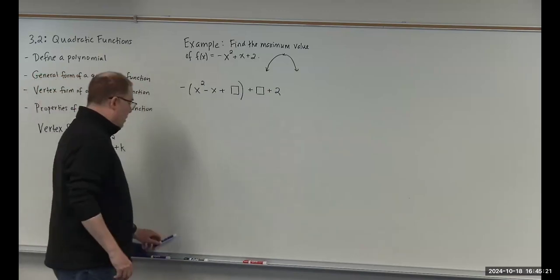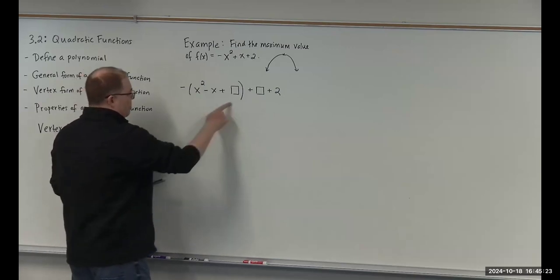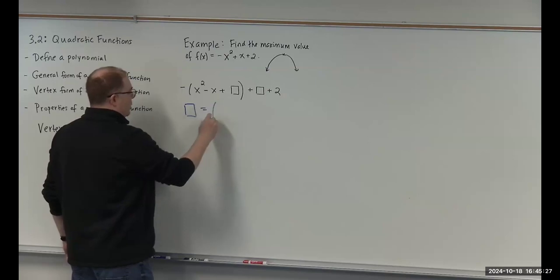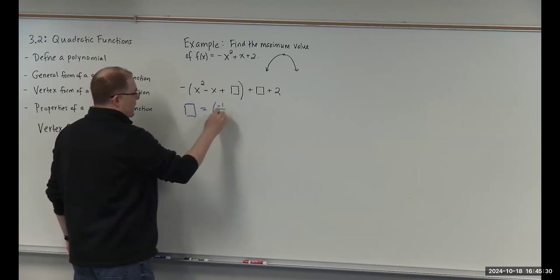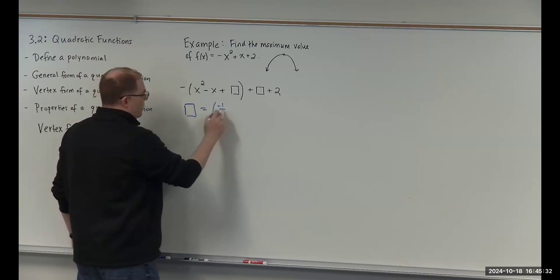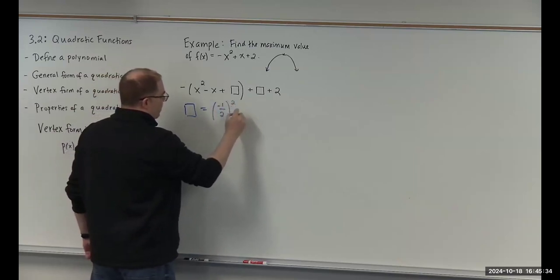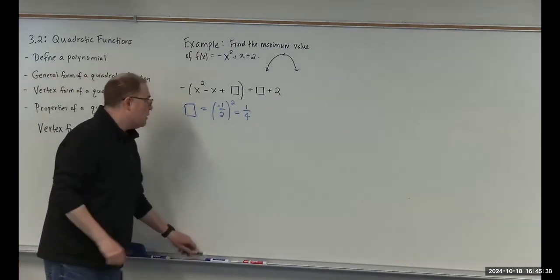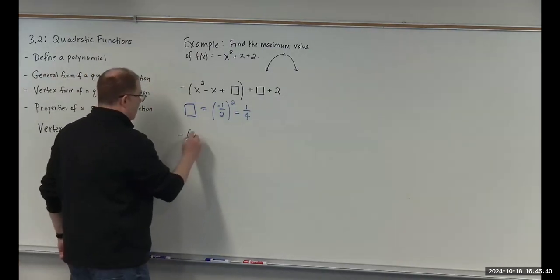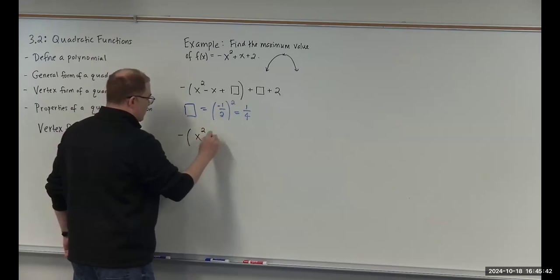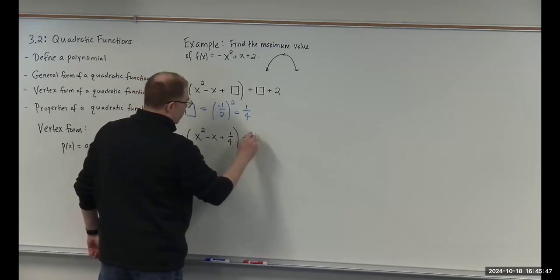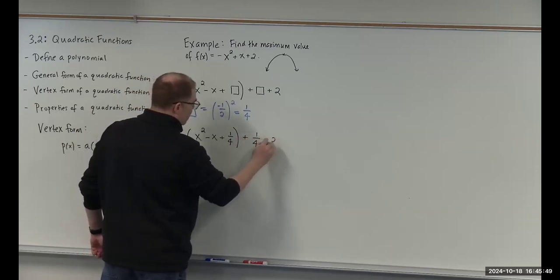The way we get this value, remember, is that you take half of whatever's in front of x, in this case -1, and then we square it. That's going to give us 1/4. That means we're going to get minus x squared minus x plus 1/4. And right here, this is going to be 1/4 plus 2.